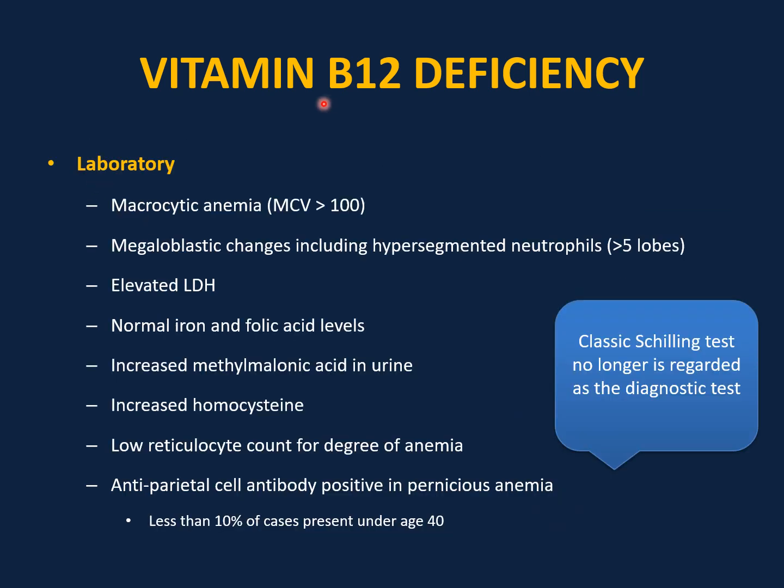Laboratory findings in cases of B12 deficiency: macrocytic anemia similar to folic acid deficiency, with megaloblastic changes and hypersegmented neutrophils with more than 5 lobes. Elevated LDH, normal iron and folic acid, but B12 will be low. Increased methylmalonic acid in urine, increased homocysteine, and low reticulocyte count for the degree of the anemia. In cases of pernicious anemia, the test to do is anti-parietal cell antibody. This will be positive.